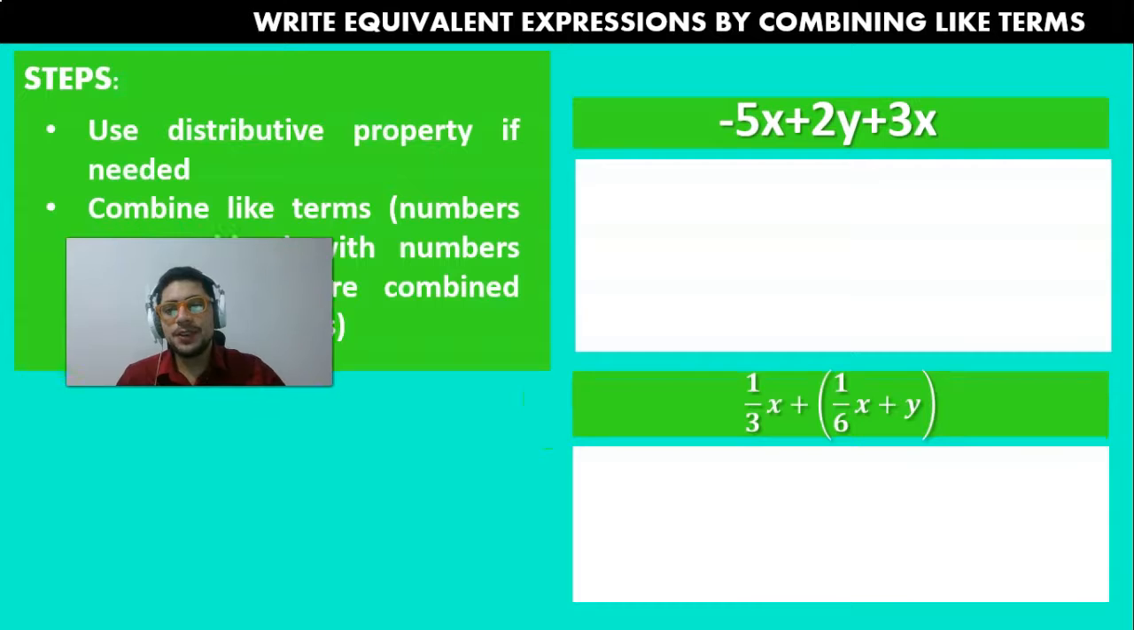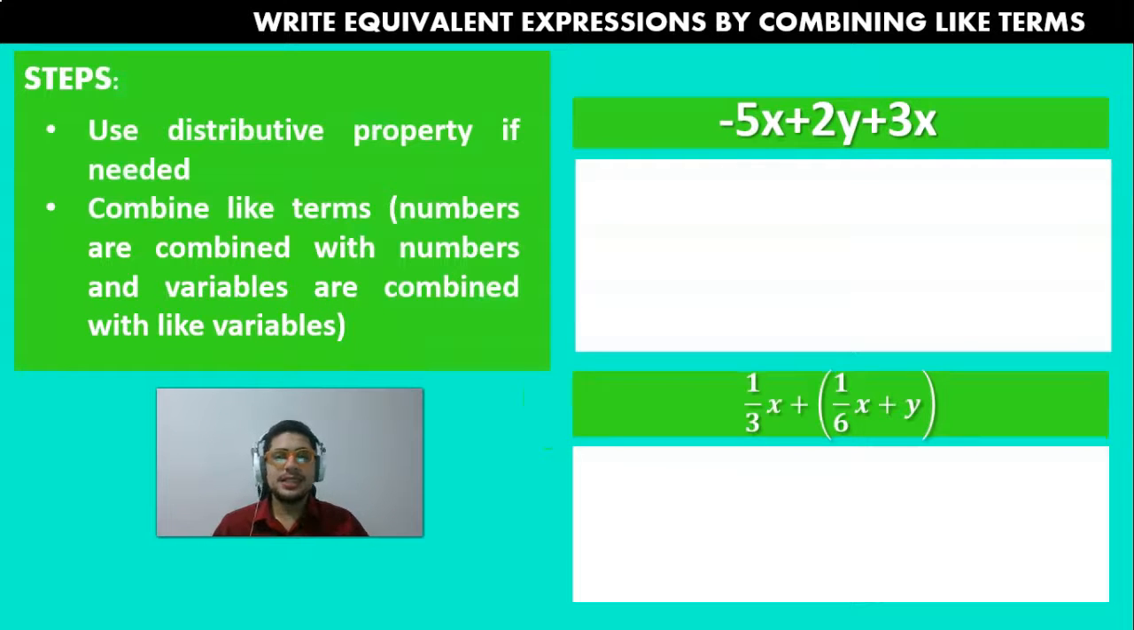Okay guys, so the first thing you have to remember is that whenever you want to write equivalent expressions by combining like terms, you're going to see letters, right? So the first thing is, if needed, use the distributive property and combine like terms. So numbers are combined with numbers. So 2 times 2 is 4, 2 plus 2 is 4, 3 minus 2 is 1, right? And then variables are combined with like variables.